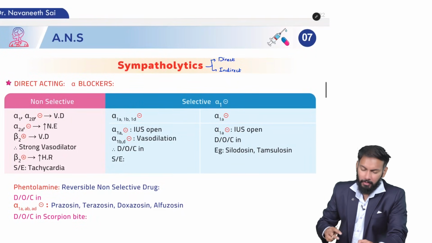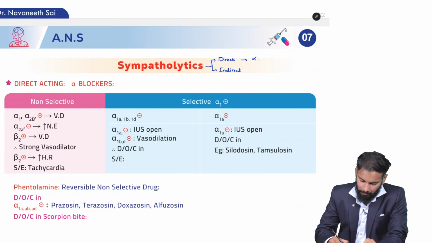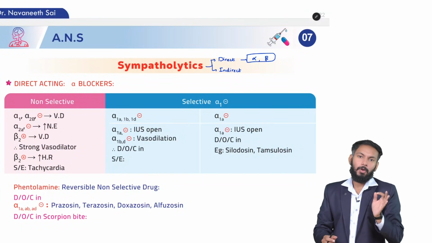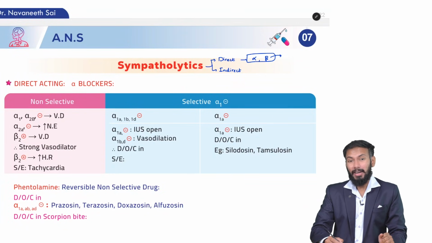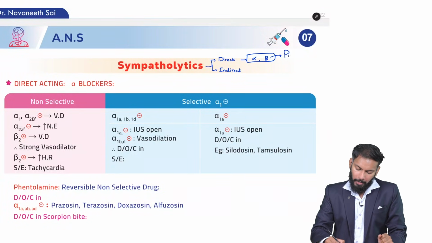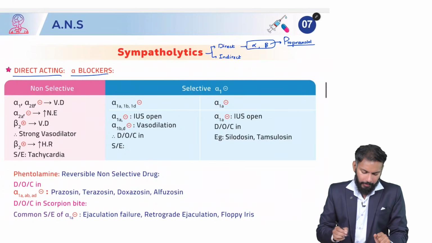Direct acting drugs means they are blocking the receptors directly. So how many receptors do we know? Alpha and beta. So we are going to study about the alpha blockers and the beta blockers. One beta blocker that we have already studied is propranolol. Okay, now we'll start with the alpha blockers. These are direct acting drugs.